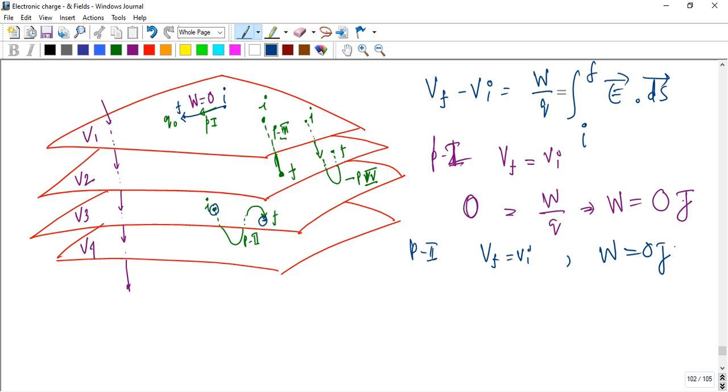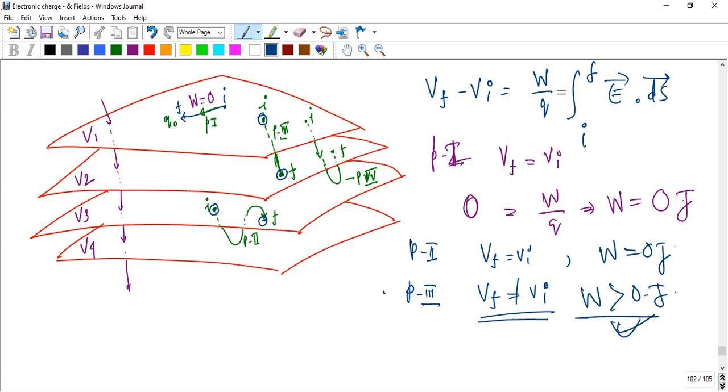That was path number 2. Now path number 3, starting from surface 1 and ending on surface 2, surface 1 to surface 2. That's very important because there is a difference in potential, and that means the final potential is not equal to the initial potential. If they are not equal, the work done is greater than 0. So work done is present in path 3.